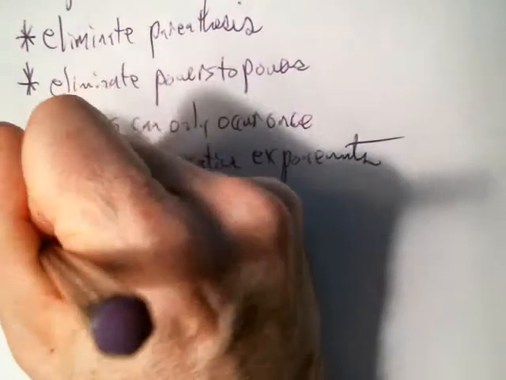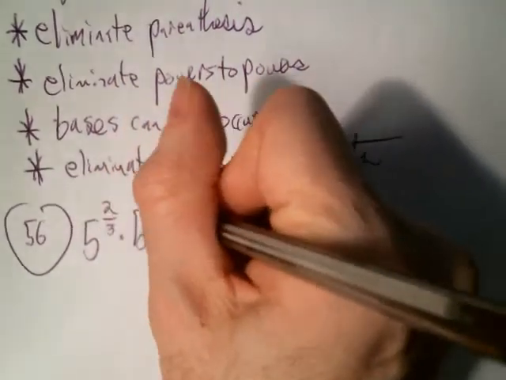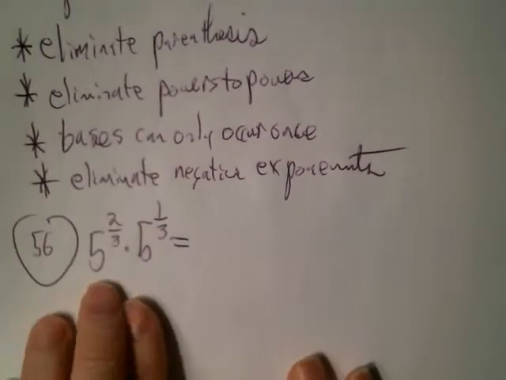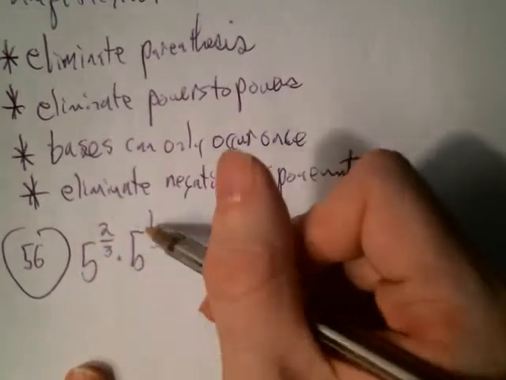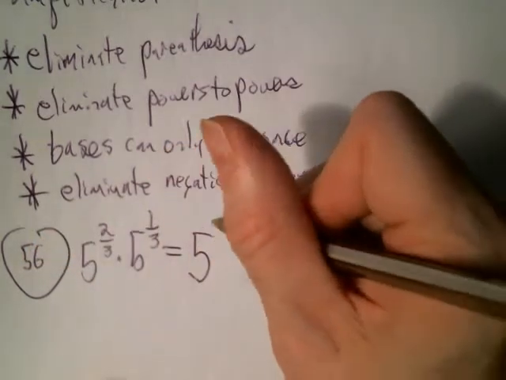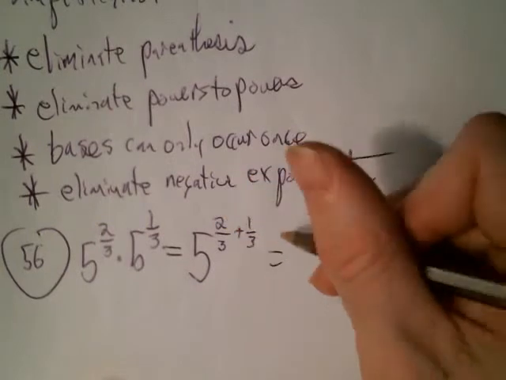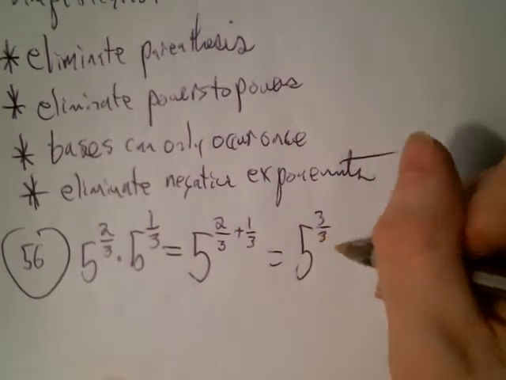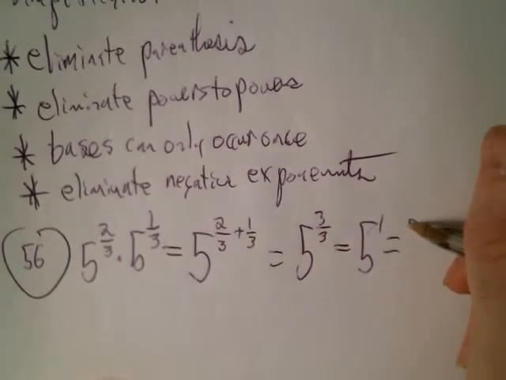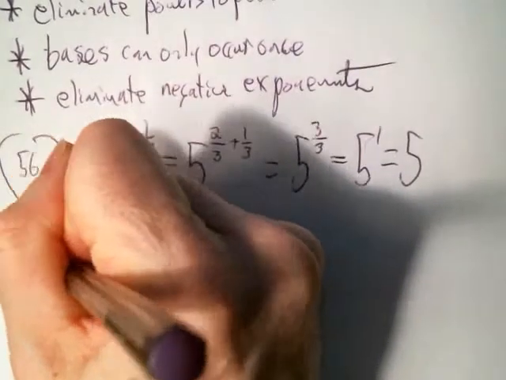All right, so let's take a look here. We got 56, 5 to the 2/3 times 5 to the 1/3. Okay? So we have a repeated base. We need to basically multiply these out, and you have the addition rule for multiplication of exponents. So you add 2/3 plus 1/3. Okay, so 2 plus 1 all over 3 is 3 over 3. And then you can simplify that fraction in the exponent. It's just 3 over 3 is 1. So you just end up with 5. That's kind of neat.